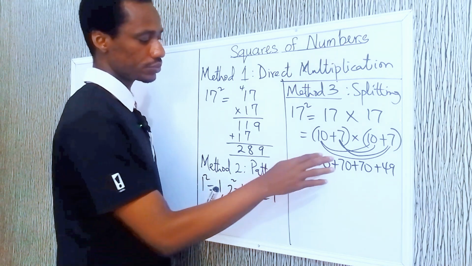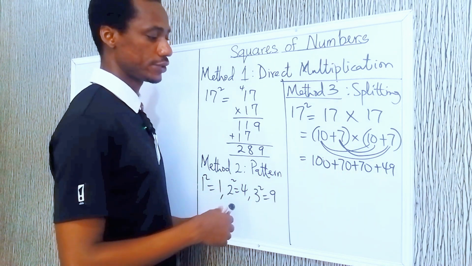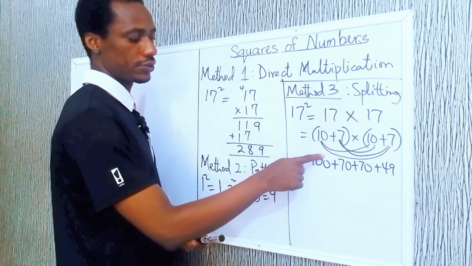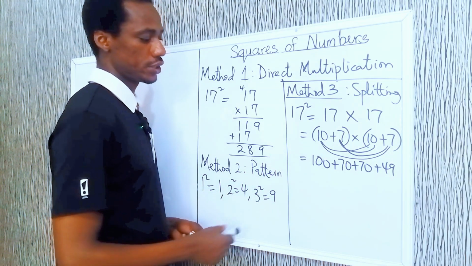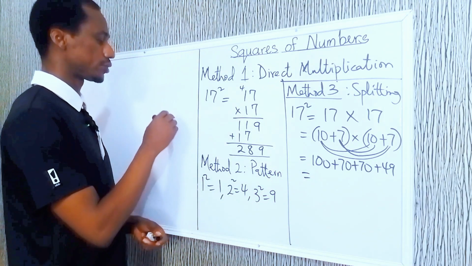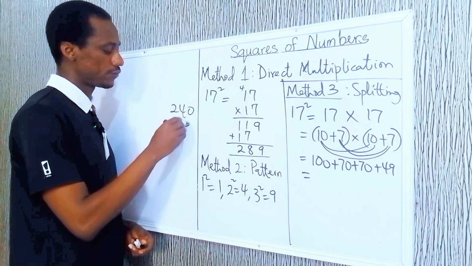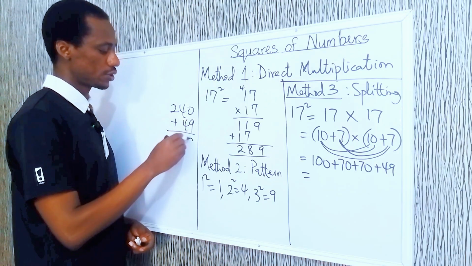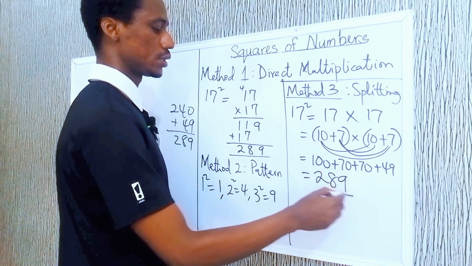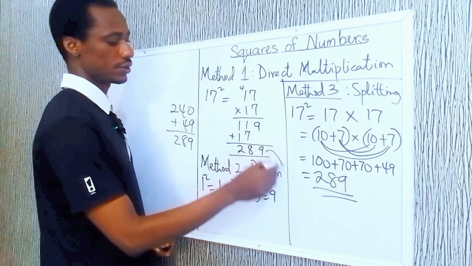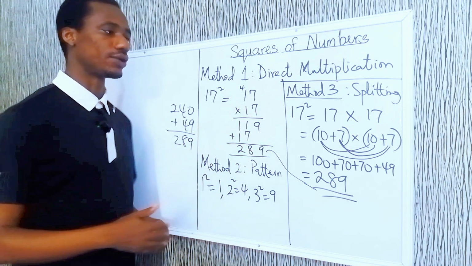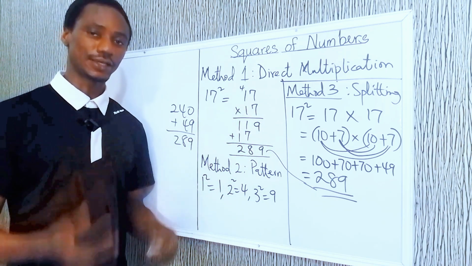Let's say 100 plus 70, or let's say 70 plus 70 is 140. 140 plus 100 is 240, right? So 240 plus 49, that will be 289. As you can see, we have the same answer, right? Okay, so that is another method of finding any square of number.